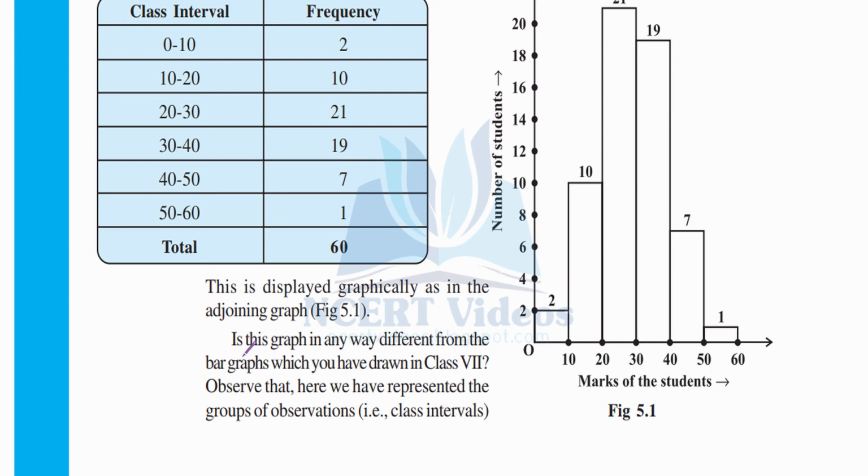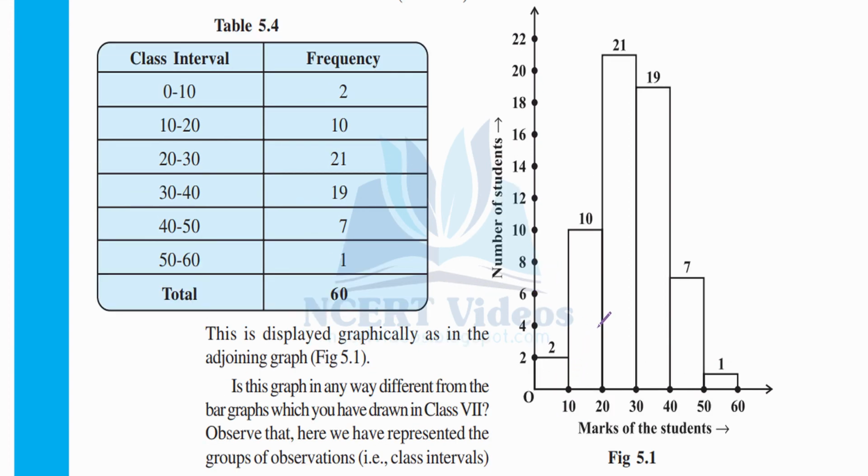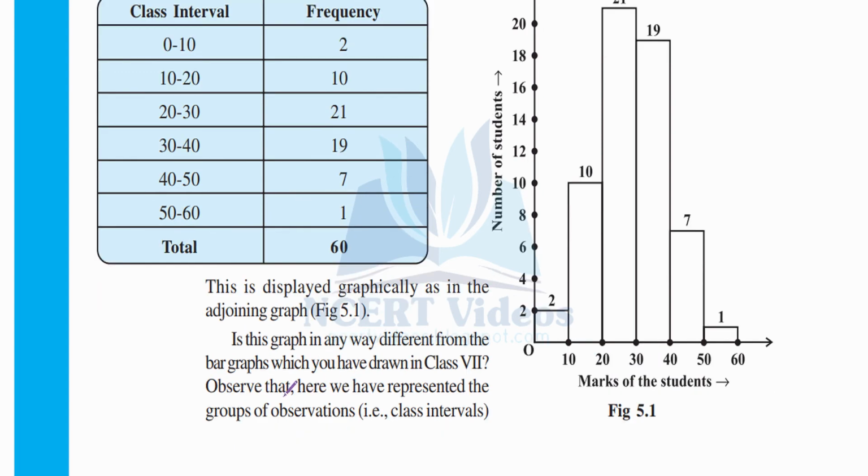Now the question is, is this graph in any way different from the bar graphs which you have drawn in class 7th? Well, let's observe it. Well, yes, here all the bars are concatenated. That is, there is no gap in between. So observe that. Here we have represented the groups of observation. Again, here we have groups, not the actual number of students on the x-axis. That is from 0 to 10, 10 to 20, 20 to 30.